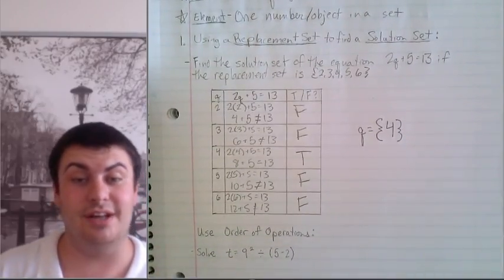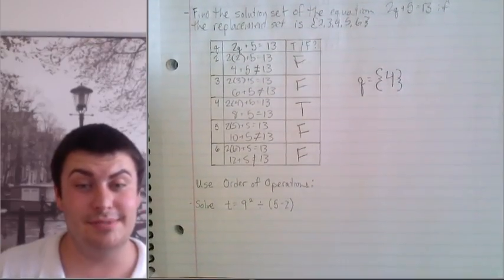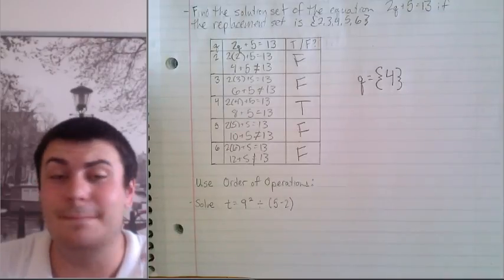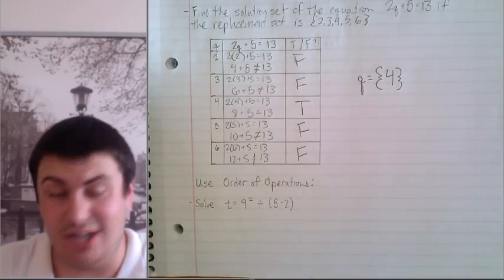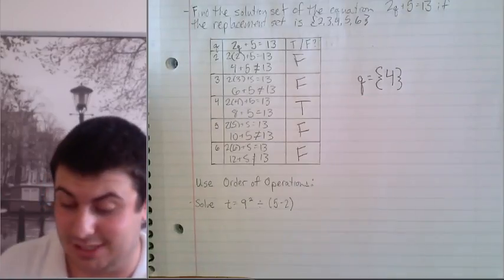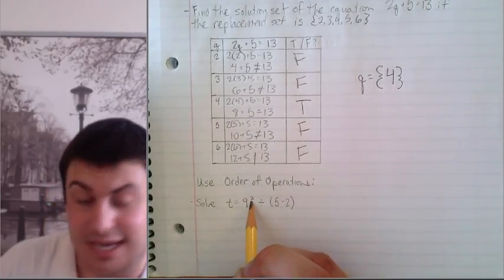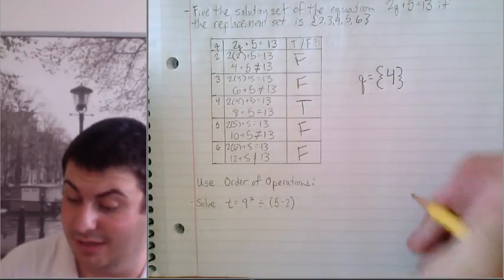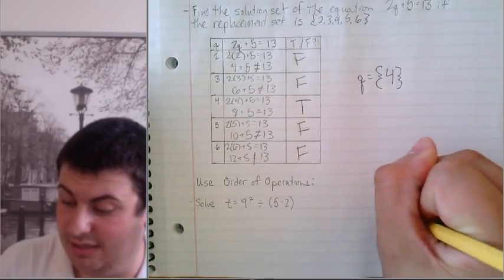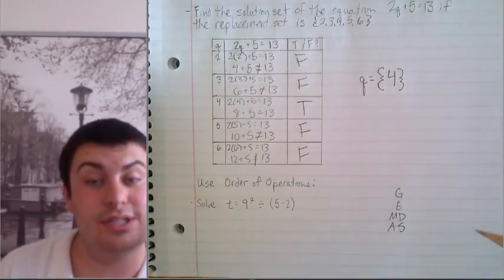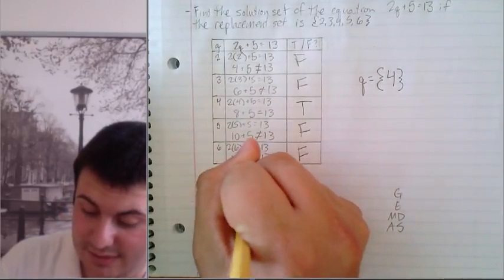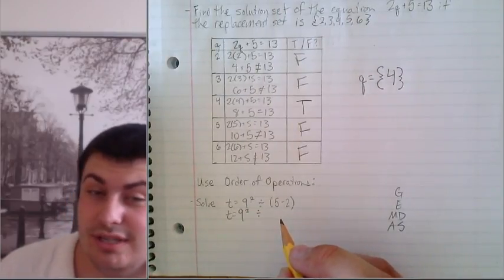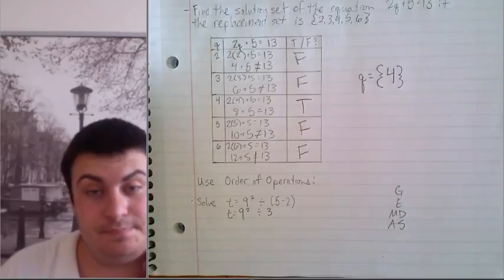Now, let's talk about solving using the order of operations. Sometimes our equations are going to look just like this. It looks like an expression that we would use the order of operations on, but now we have an equation. So we're going to solve just like we would using the order of operations. So if we have t equals 9 squared divided by the group 5 minus 2, let's see, what are we going to start with? We have G, E, M, D, A, S. We're going to start with our group. So t equals 9 squared divided by 5 minus 2. 5 minus 2 gives us 3.